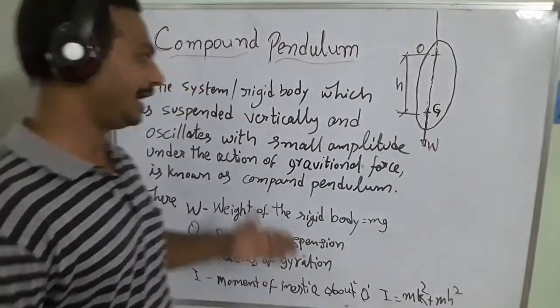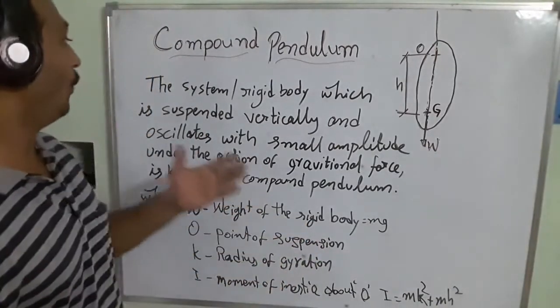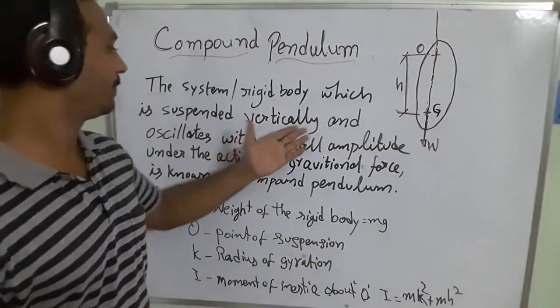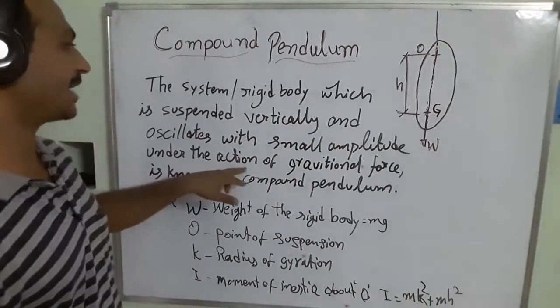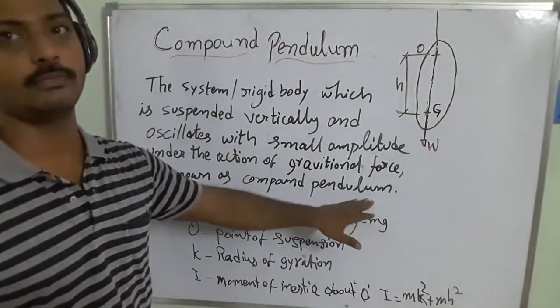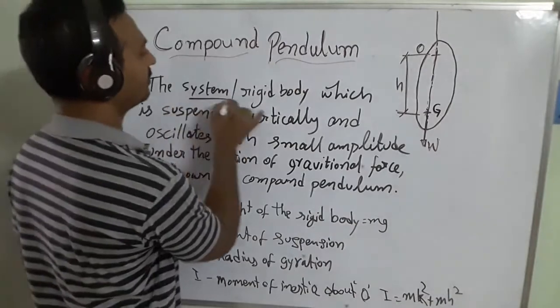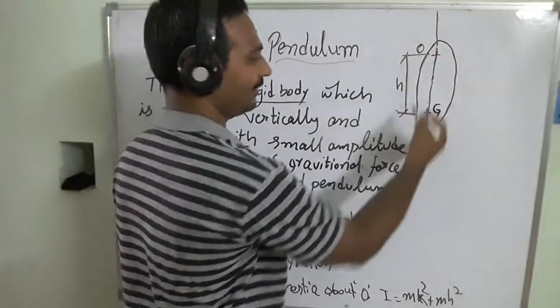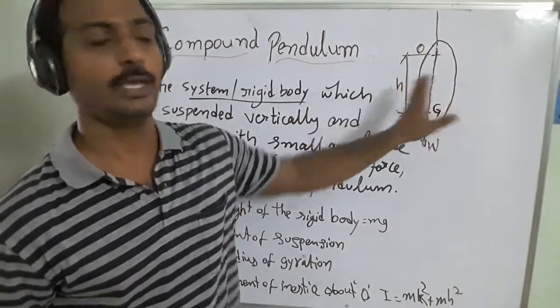I had given a definition of this one. A system or rigid body which is suspended vertically and oscillates with a small amplitude under the action of gravitational force is known as a compound pendulum. So the compound pendulum is a system of a rigid body. I had given one example to help you understand this definition clearly.